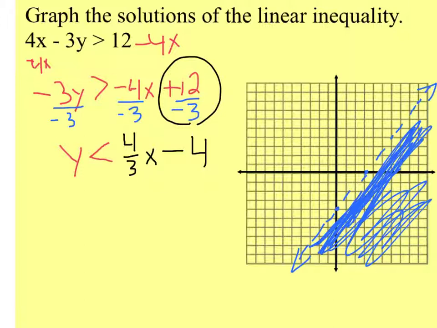I'm going to pick a number in this shaded area. So let's just pick a number. How about we do 1, 2, 3, 4, -1. So I'm going to do 4, -1. So I'm going to plug that in.